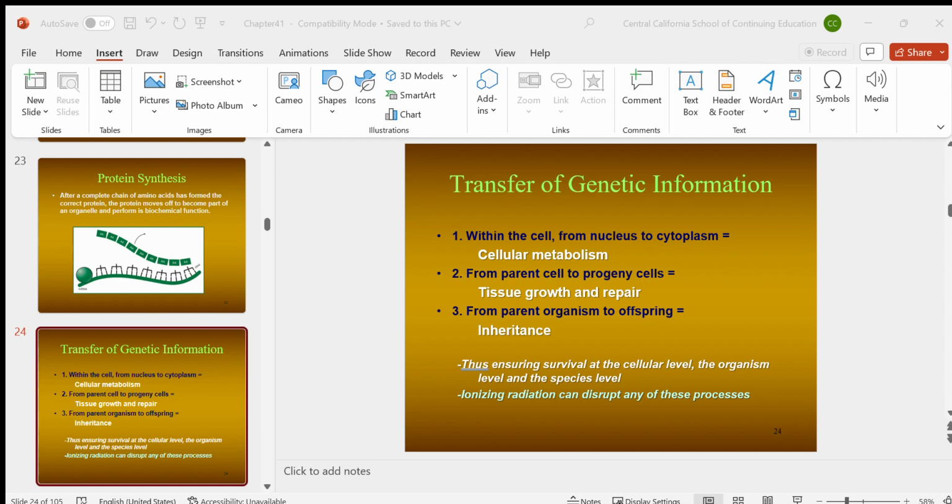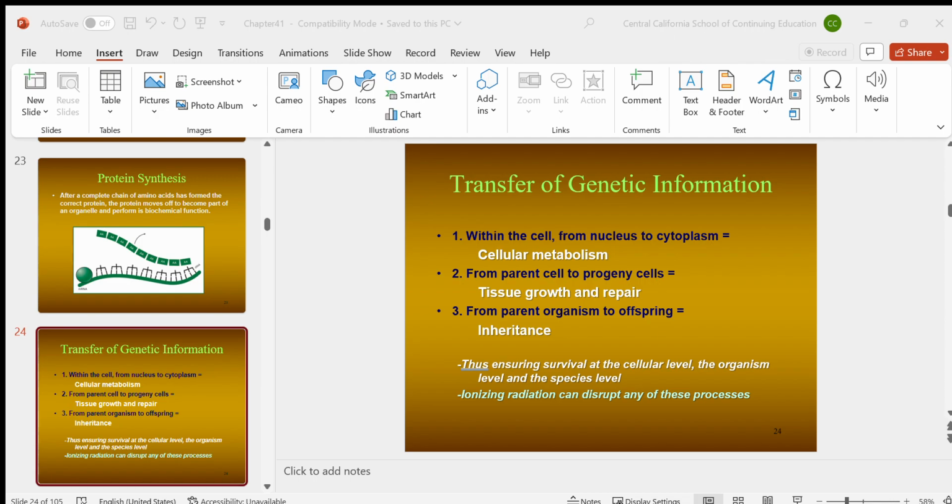So from the somatic cells of the parent to the sex cells, the genetic cells that will become the offspring. That's for tissue growth and repair. And then from parent organism to the offspring, genetic inheritance.